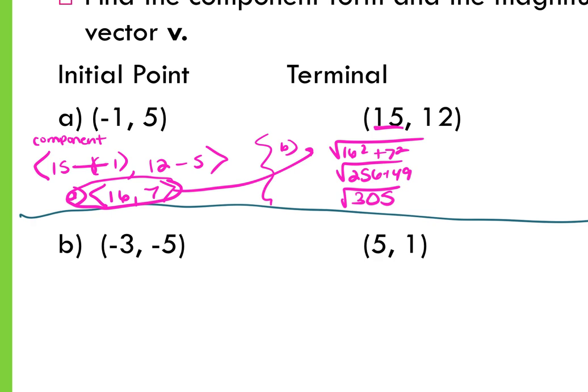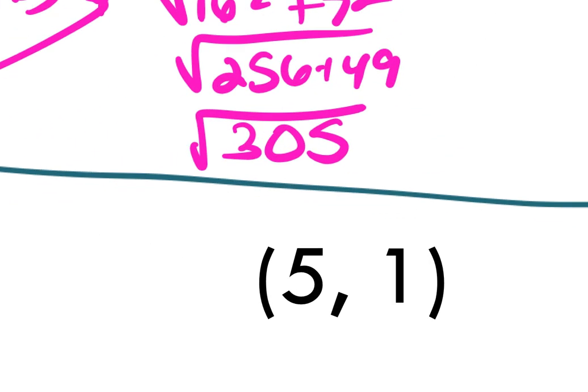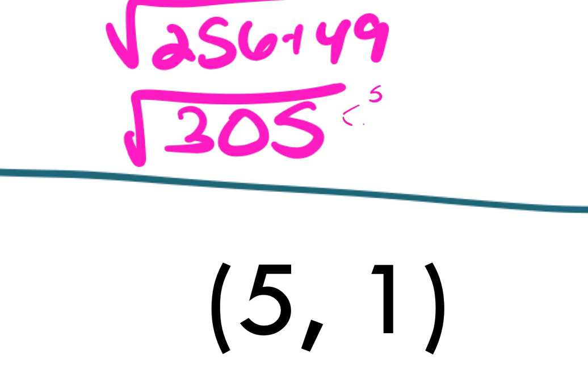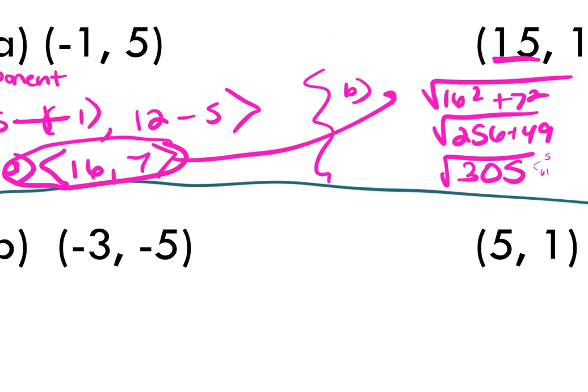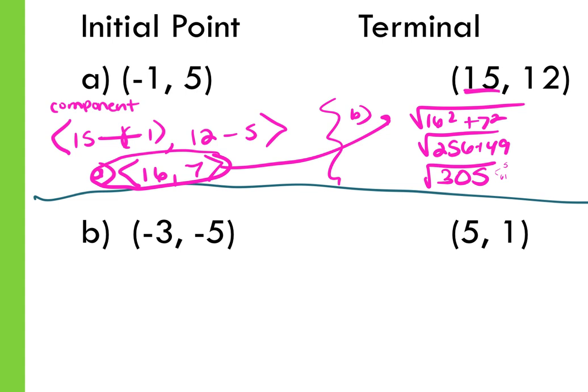And then these are radicals. We're going to keep them exact, but if we can simplify them, we're going to simplify them. So 5 goes in here 61 times, and it can't break down any further, which means I'm going to leave it as square root of 305. So component form is 16, 7, magnitude is root 305. On your test, there's going to be 2 parts. All right, do B.